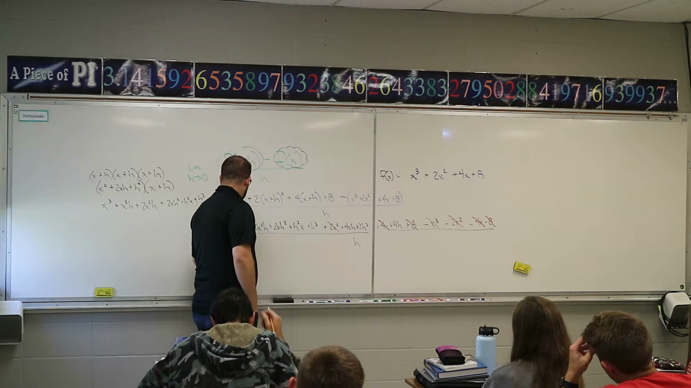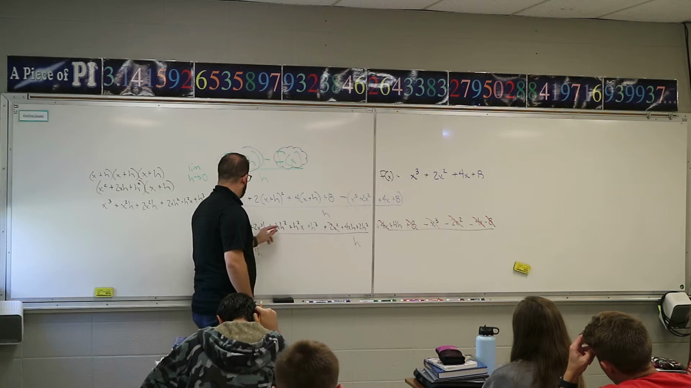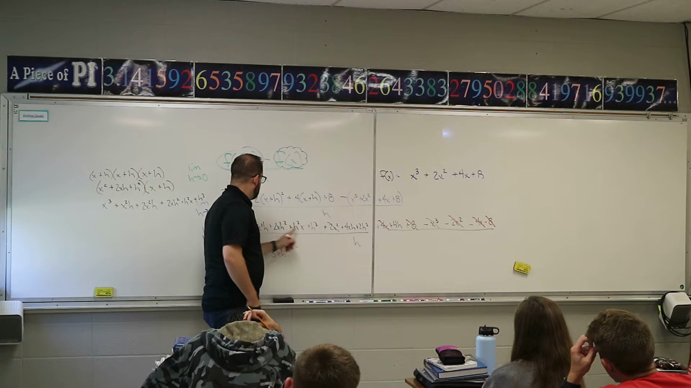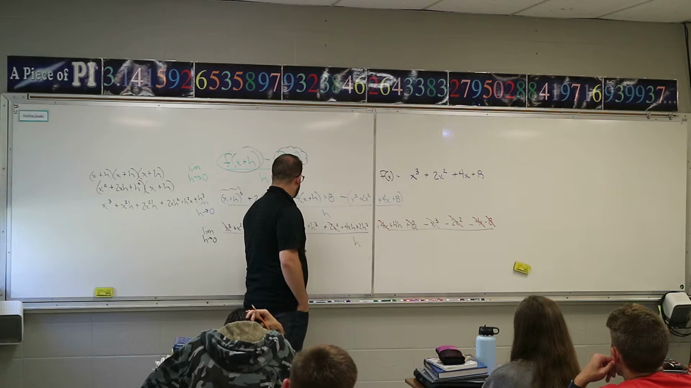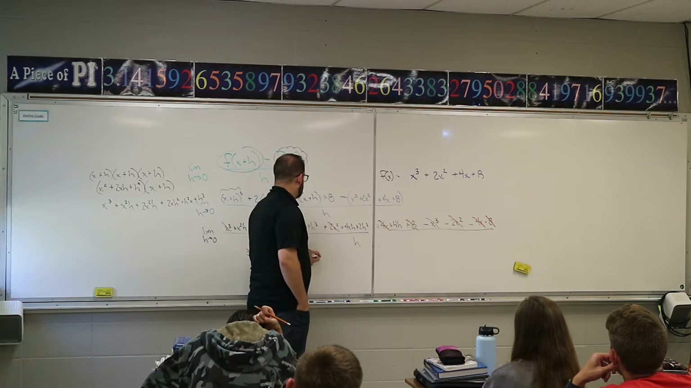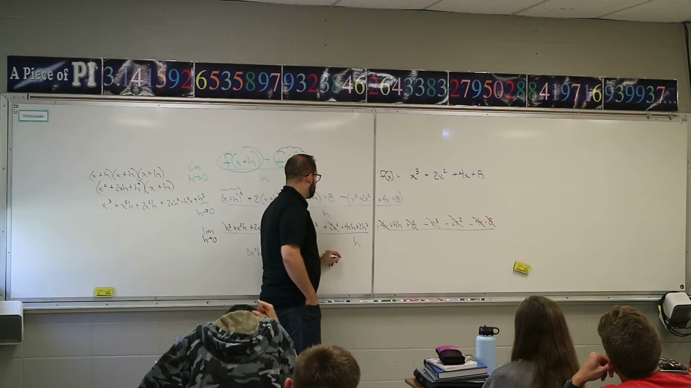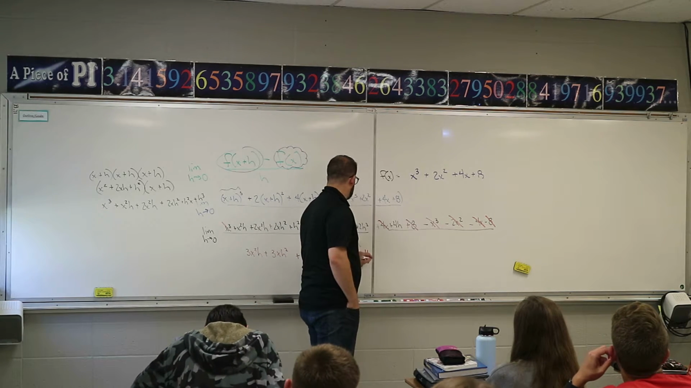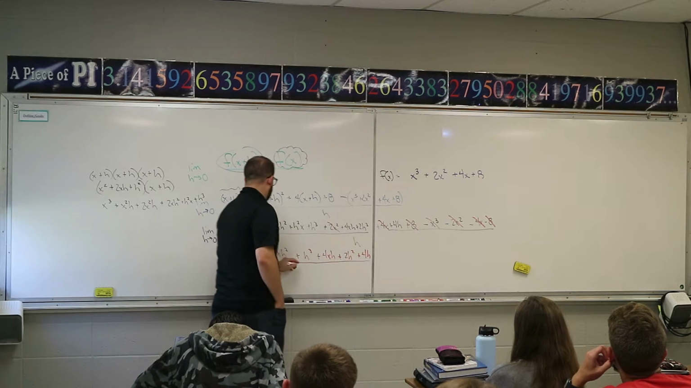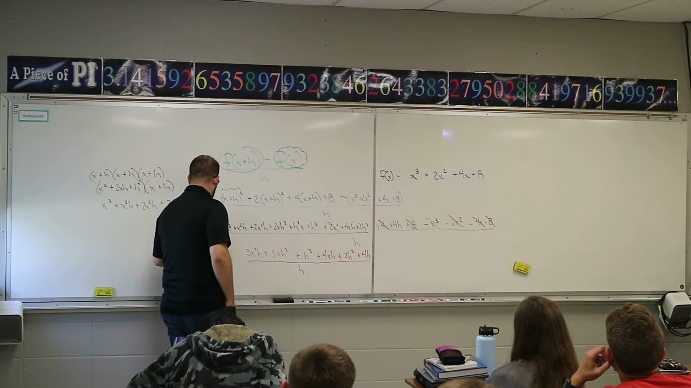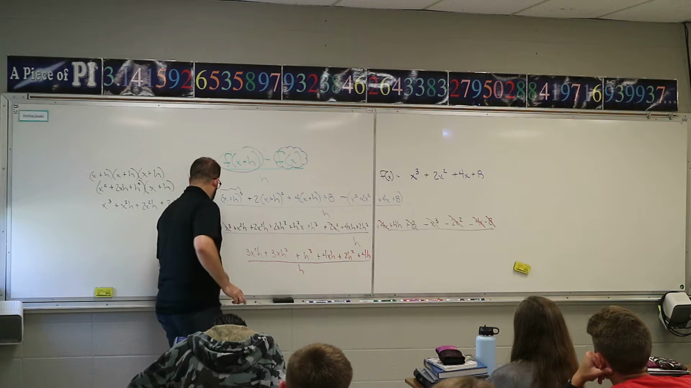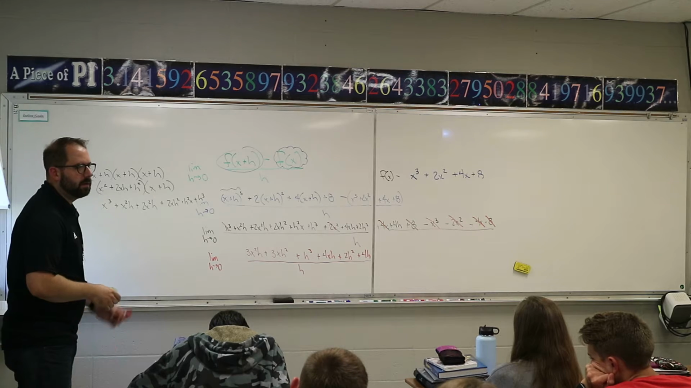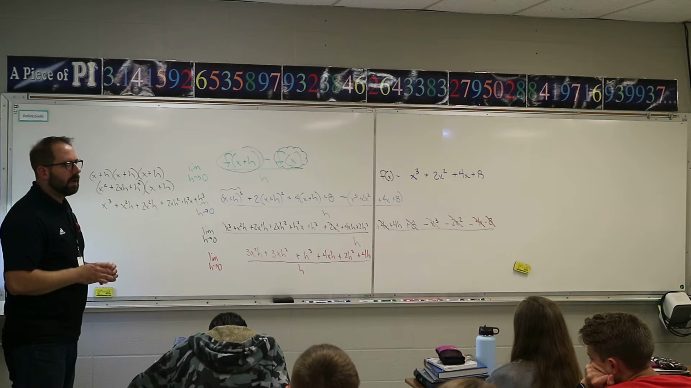There's 3x squared h. There's 3x h squared. There is h cubed. There's a 4xh, a 2h squared, a 4h. This is all over h, limit as h approaches 0. Okay. Questions at all about how I got to this point? I know I'm going really fast, sorry.